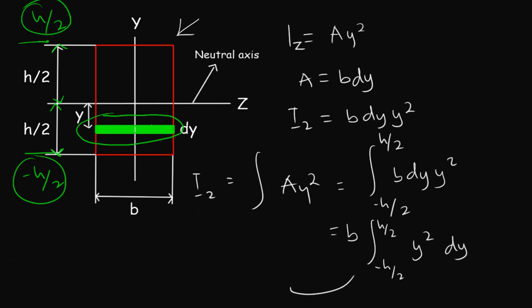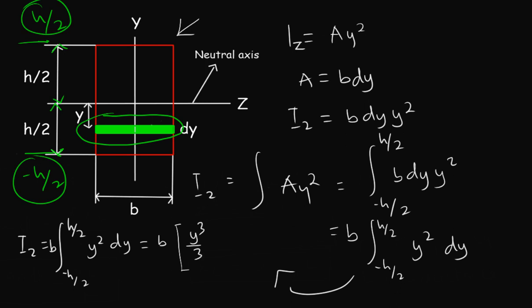Let's continue here. We have Iz equal to the integral from minus h over 2 to h over 2, let's not forget the b, of y squared dy. This will be equal to b, and then you take the integral of y squared, which is y to the power 3 divided by 3, and then you bring the limit from minus h over 2 to h over 2. So we are done with the integration.